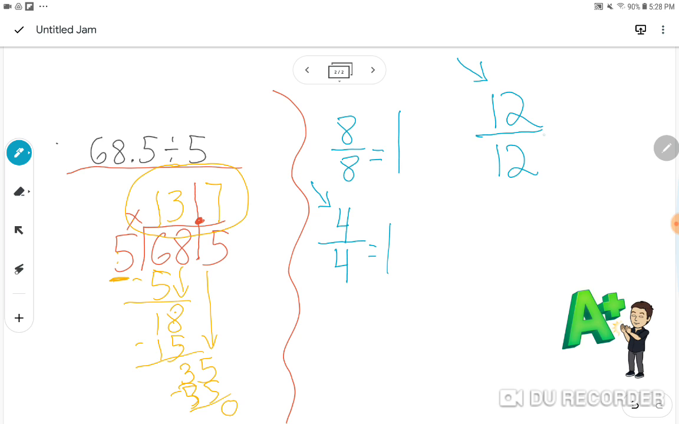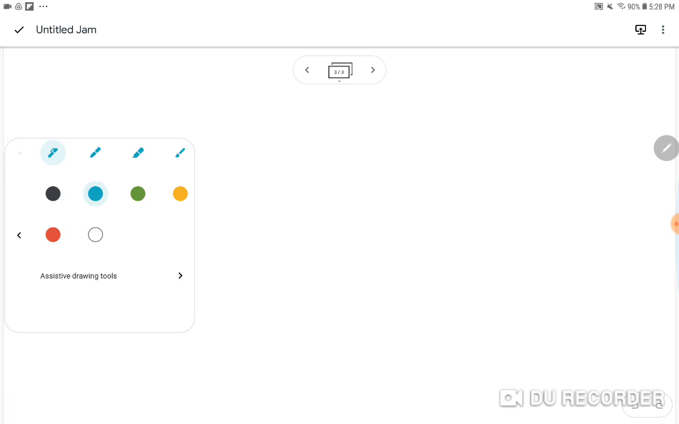Right? What are you noticing? Every time, the top and the bottom are the same. Why? Because you need 12 pieces to make a whole, and you have 12 pieces. That's why it equals 1. Okay? Why am I telling you this? Let's just practice a few more and then I'll explain why.